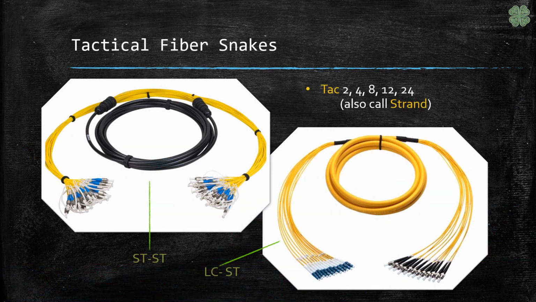Tactical fiber snakes are 2 to 24 individual, usually single-mode fiber strands in one jacket that can have the same or different connectors on each end. These are usually 100 to 300 feet. These are commonly referred to as tac or strand, like tac 4, tac 12, or a 4-strand or 12-strand.